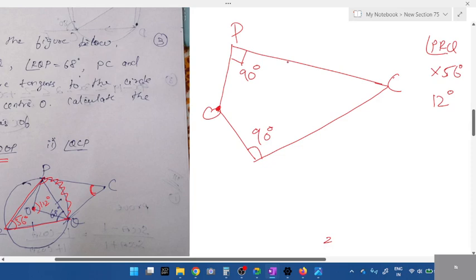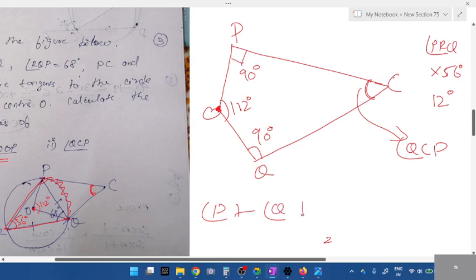Doesn't it look like a quadrilateral? It's a quadrilateral QOPC. We need to find QCP. Look at angle QCP. Where is QCP? Isn't it exterior, this angle? But there's no specific method or formula to find it. You are supposed to take the entire quadrilateral. 90, 90. What about this? What is the formula for the sum of a quadrilateral? 360. Find the value of C, students. QCP.